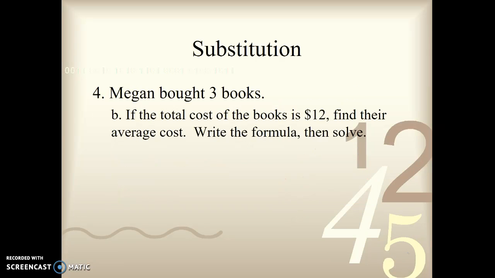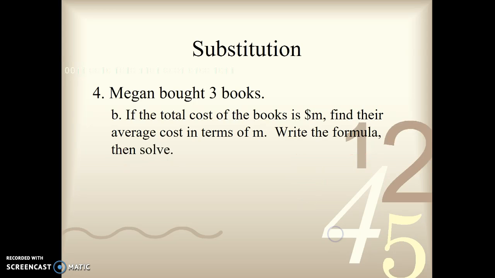All right, let's look at another problem. So Megan bought 3 books. If the total cost of the books is $12, find their average cost. Ooh, averages. Write the formula and then solve. So we've got 3 books that all together equal $12. This problem sounds a little bit more complicated than it actually is. So if we want to find the average cost, we're just going to divide. So 12 divided by 3, which equals $4.